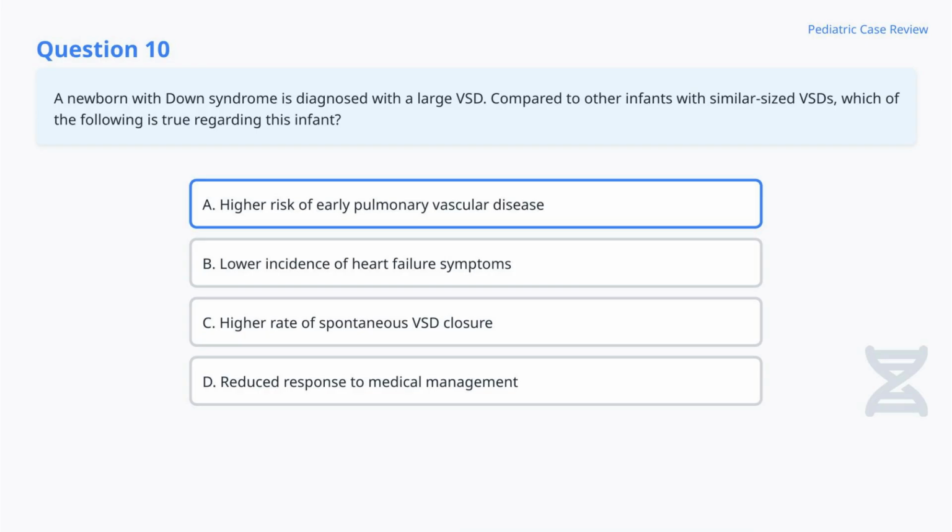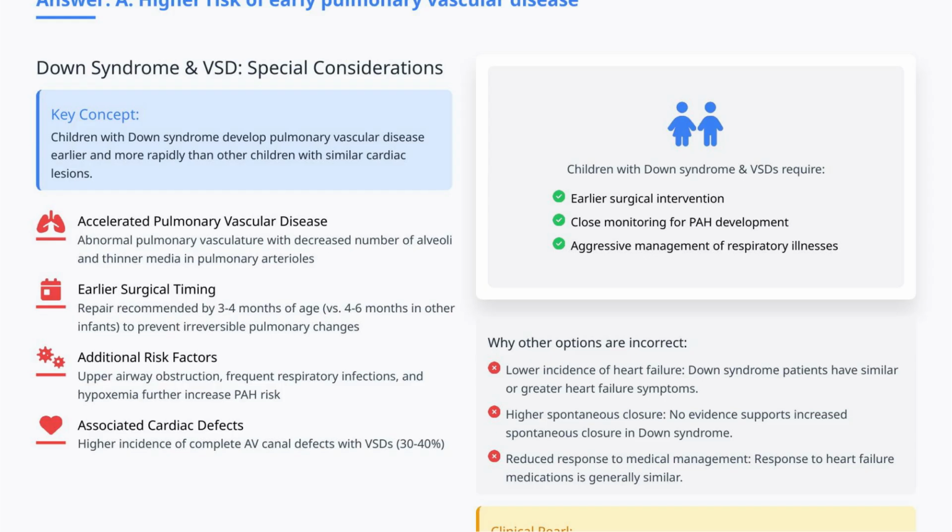A newborn with Down syndrome is diagnosed with a large VSD. Compared to other infants with similar-sized VSDs, which of the following is true regarding this infant? Your options are A. Higher risk of early pulmonary vascular disease. B. Lower incidence of heart failure symptoms. C. Higher rate of spontaneous VSD closure. Or D. Reduced response to medical management. Think about the unique characteristics of cardiac disease in children with Down syndrome, particularly regarding pulmonary vascular reactivity. The correct answer is A.